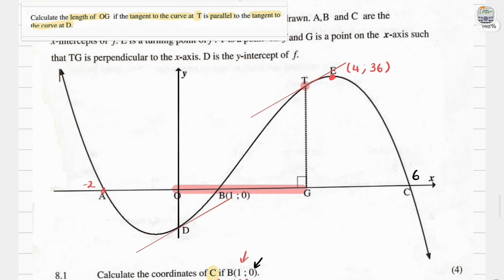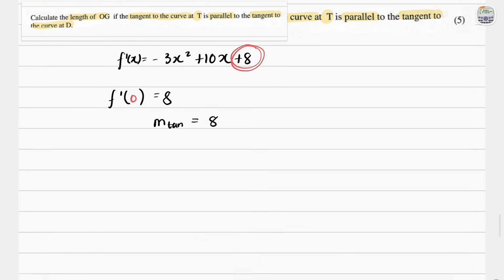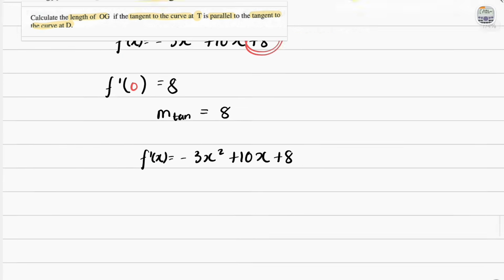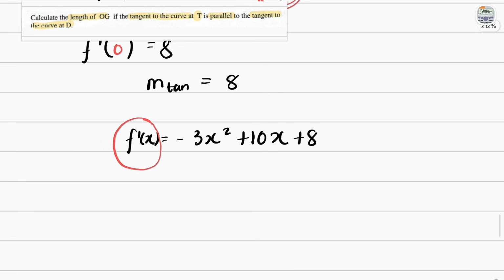Again, how does that help us? If we know the gradient of this tangent is 8, and that one is also 8, then we can find out on this cubic function, where does it have a gradient of 8? It will give us two x values, of course, because it has a gradient of 8 at two points, D and T. So let's find out where that gradient is equal to 8. Again, we'll be using f prime of x because this is the general gradient of our cubic function. And we're going to find out where this gradient is equal to 8.